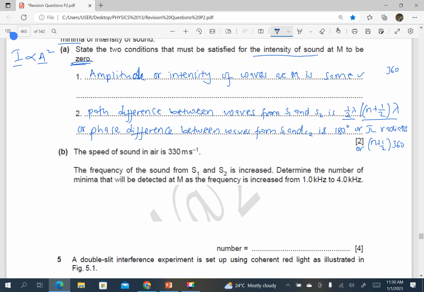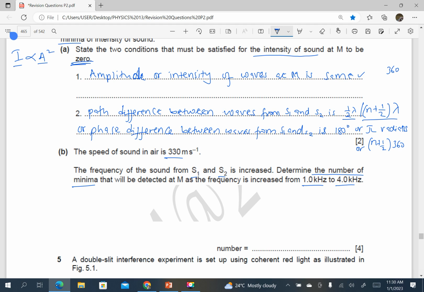The speed of sound in the air is 330. The frequency of the sound from S1 and S2 is increased. Determine the number of minima, that is destructive interference, that will be detected at M as the frequency is increased from 1 kilohertz to 4 kilohertz.